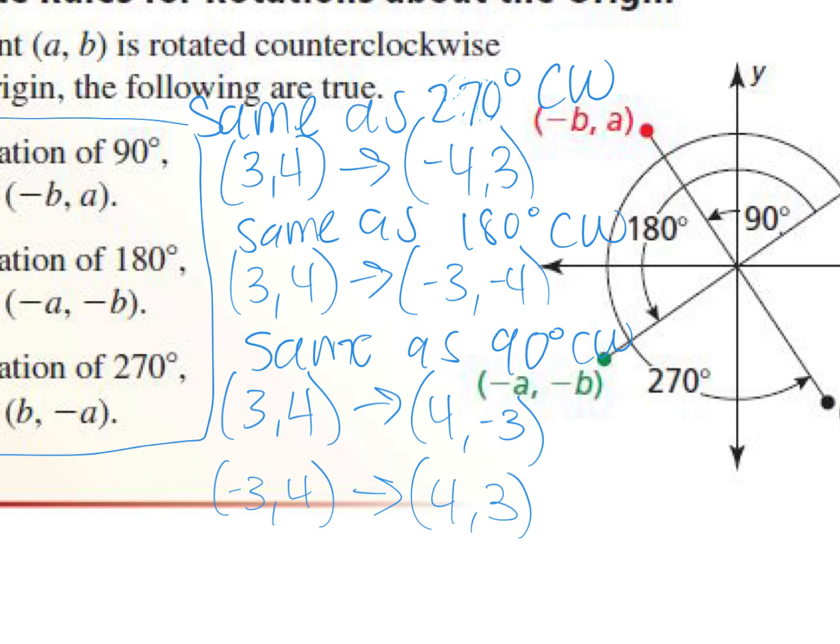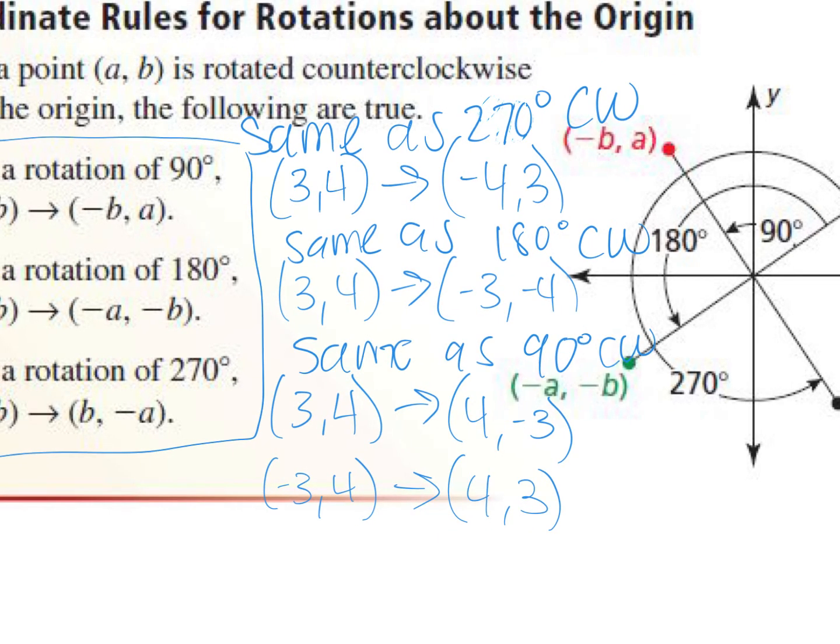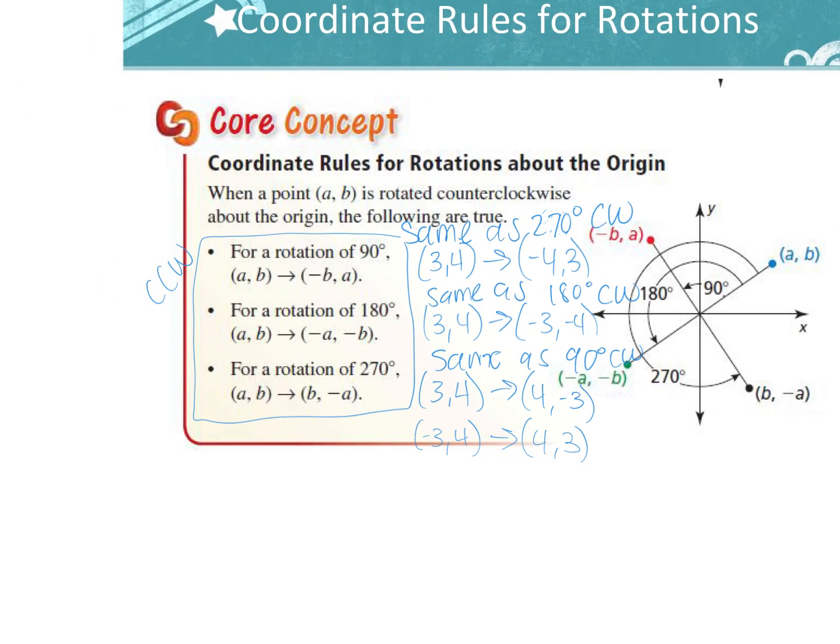Now, the cool part is if you add both of those together, what's 90 plus 270? 360. What's 180 plus 180? 360. What's 270 and 90? 360. So with 360 degrees, you end up back at the start, right? Just remember that. They should add up to 360, okay? All right, look at the next example.